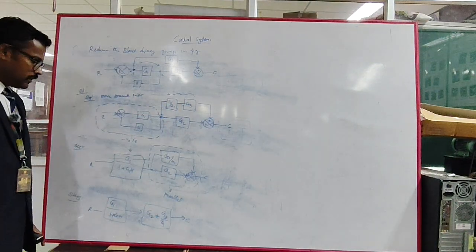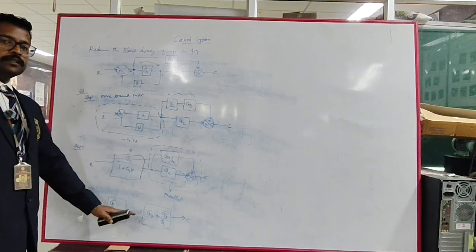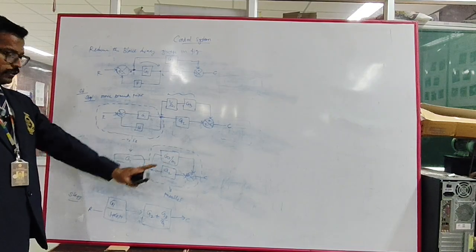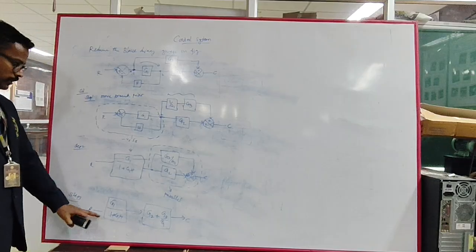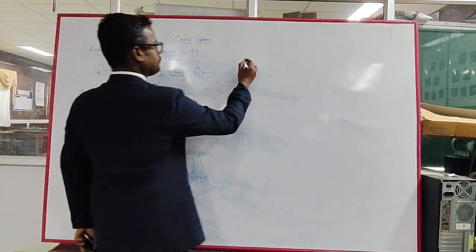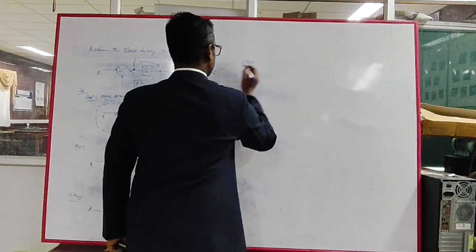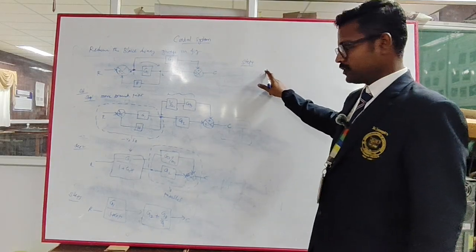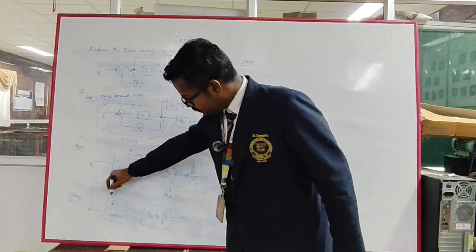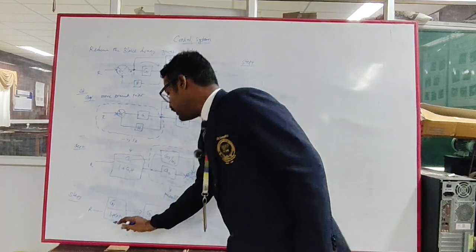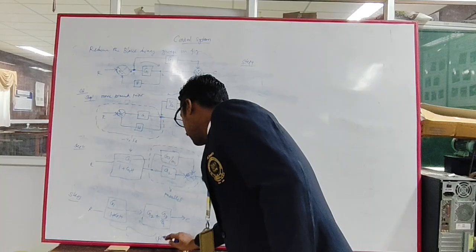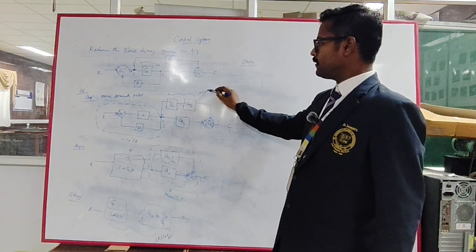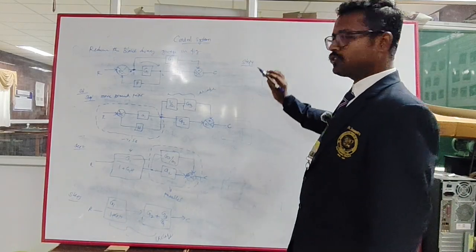Now you see that the two blocks are in series. While they are in series, in cascade, you have to multiply. In the same way we are going to multiply both transfer functions. So in step 4, what we are going to do is just multiply the transfer functions. Now both are in cascade, and this is also cascade. While they are in cascade, you just have to multiply.